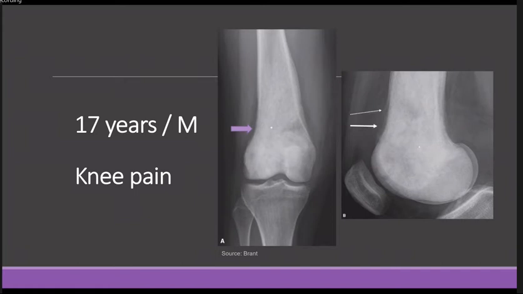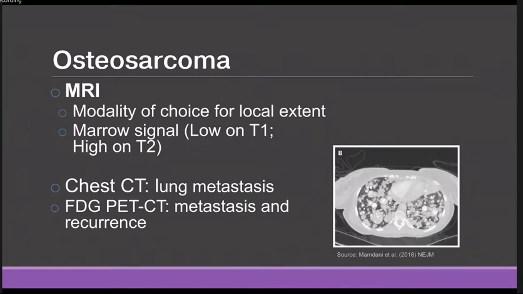It's worth noting not all osteosarcomas will present in this classic manner. Some can have varying degrees of mixed lytic and sclerotic appearance, and some may not have a periosteal reaction at all. So biopsy is still necessary to confirm the diagnosis. MRI is the modality of choice for local extent, and usually you would have an MRI done before the biopsy just to aid in surgical planning as well. We would see low marrow signal on T1 and high on T2.